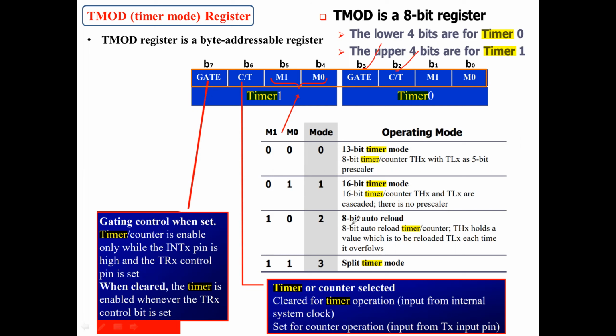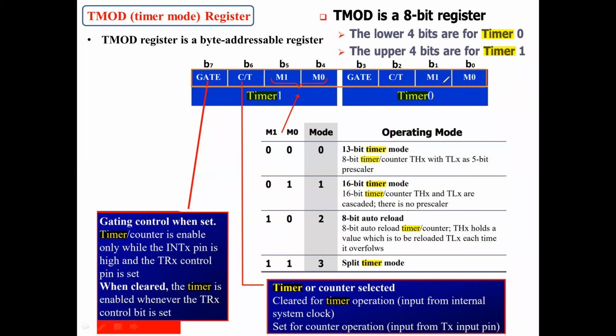Now this is timer or counter, which you are going to use. You want delay, or you want to count some external thing. That is your option. For example, I want to generate delay, then I will set 0. Clear for timer operation. Clear means 0, so keep in mind clear is 0.